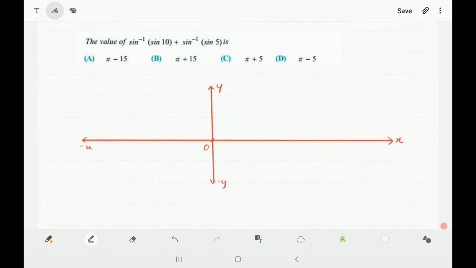In this problem, we have to find the value of sine inverse sine 10 plus sine inverse sine 5. Because 10 is not in PVB, sine inverse of sine 10 won't be equal to 10. Obviously, 5 is also greater than pi by 2, so it is not in PVB. The principal value branch of sine inverse is from minus pi by 2 to pi by 2. So 10 and 5 both are not in the principal value branch, so they won't open up as 10 as well as 5.